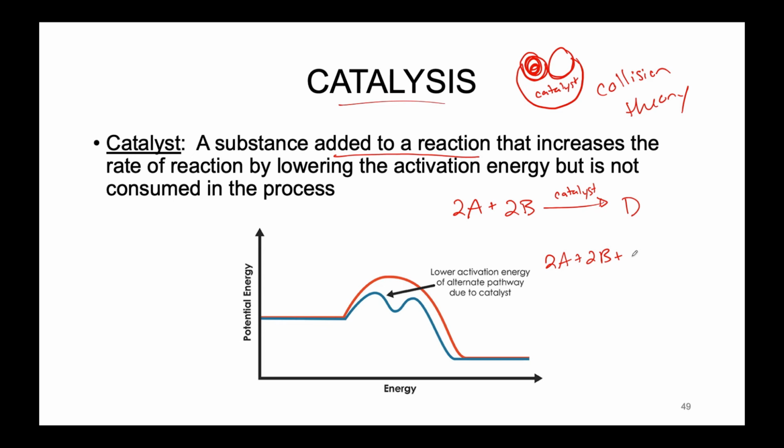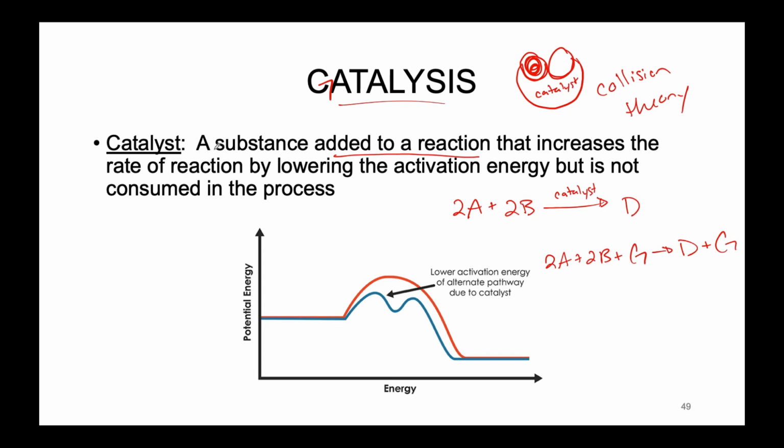See, C is already taken, D is already taken. So let's go with G. G will represent our catalyst. Okay, so we can add G to the reactant side of the reaction as well, but what's going to be important is that as the reaction continues, we are going to not only have product D, but also catalyst G will come back to us.